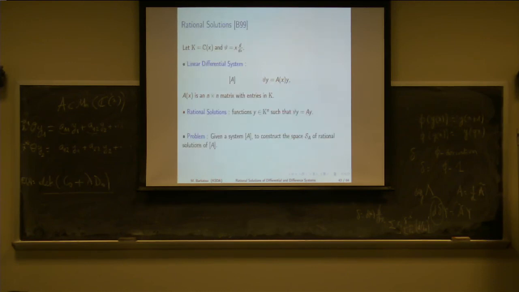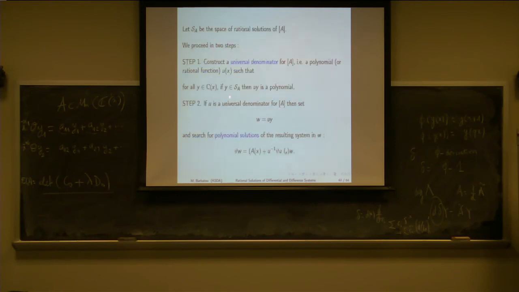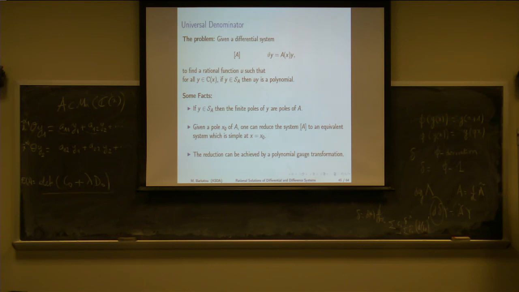Okay, let's move to rational solutions for systems. So again, consider systems with the same notations here, and we want the rational solutions, and I explained that we need this universal denominator. Once we have this, then we transform to a new system for which we look for polynomial solutions. What is nice with linear differential equations is that the singularities of solutions are singularities of coefficients. So we know a priori what the poles of a rational solution are, which is not true, as you know, for nonlinear equations, for example.